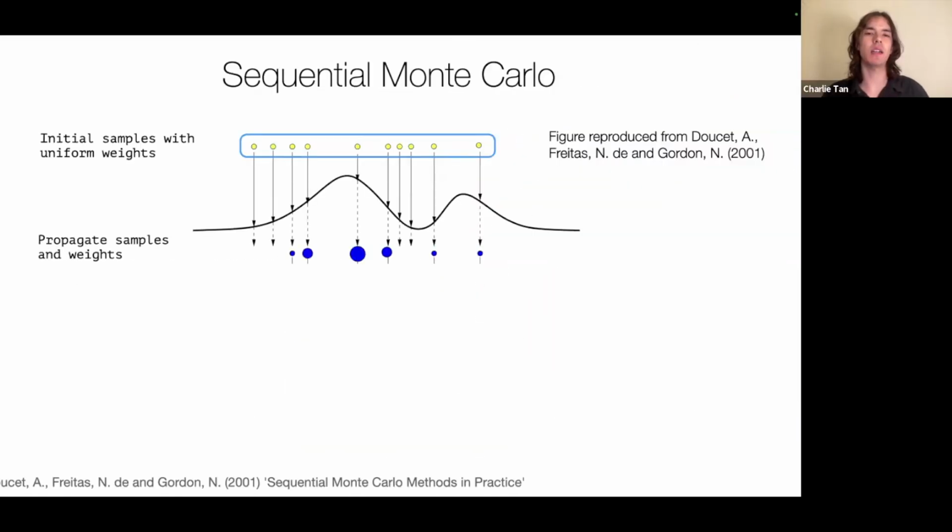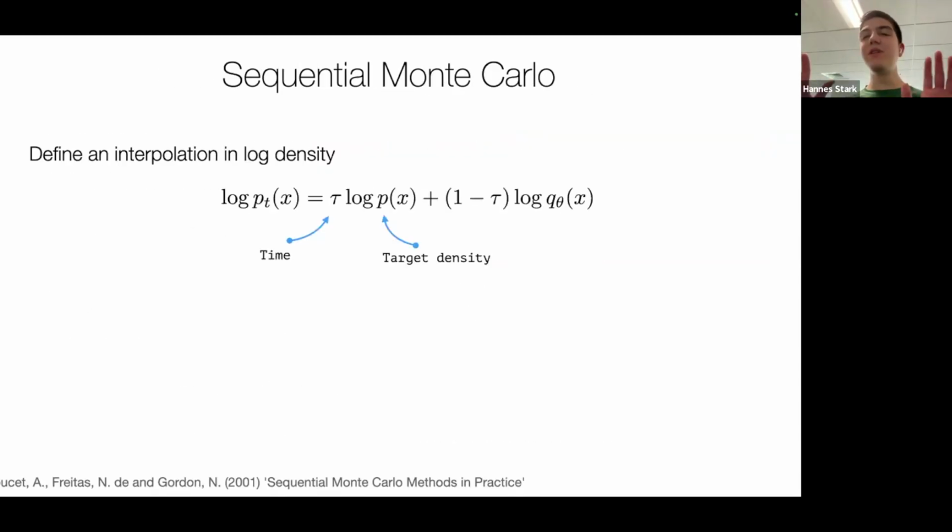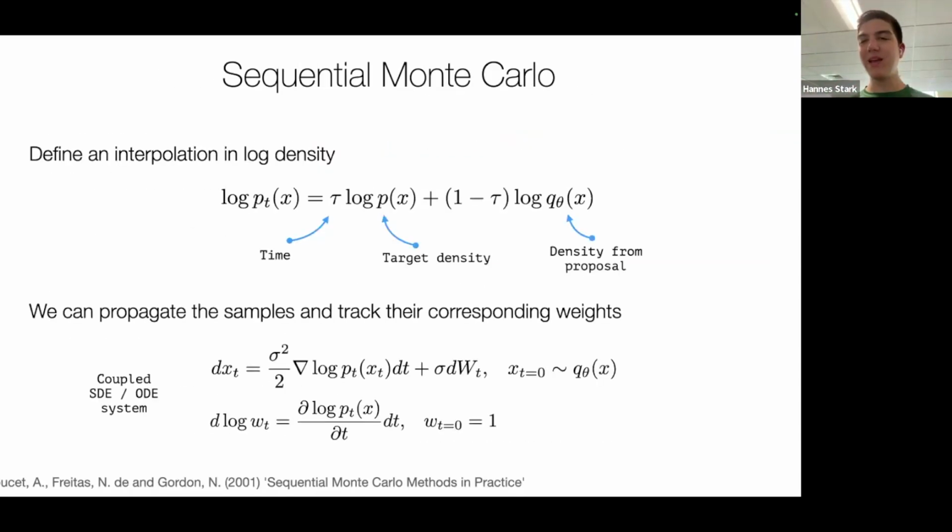Yes, if you're talking about the difference between AIS and SMC, with AIS essentially we just don't do this resampling procedure. We just keep accumulating the weights on the particles towards the very end. I don't want SMC people to shout at us now. Maybe they would say SMC is a more general version than AIS.